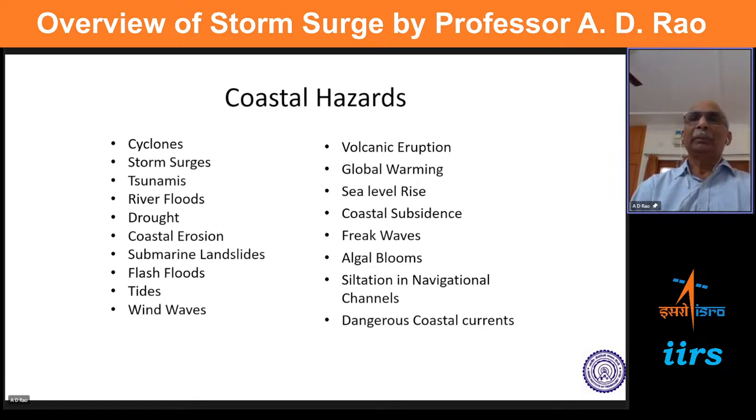Many of you may know some of these, but I'm not working in all these areas. The areas I am interested in are related to cyclones, storm surges such as tsunamis, and also sea level rise and tides. These are the areas in which I have been working, so I would like to concentrate on these topics.